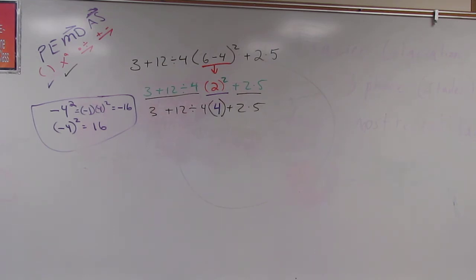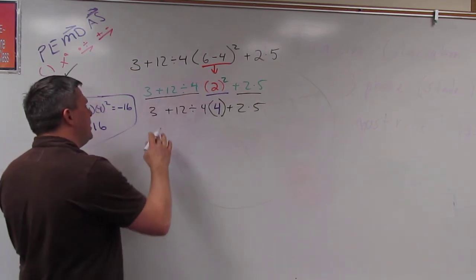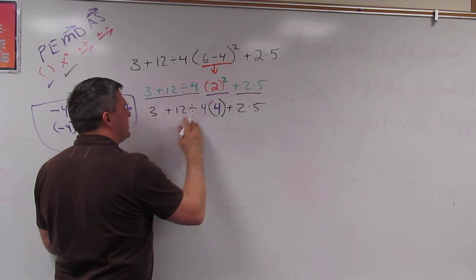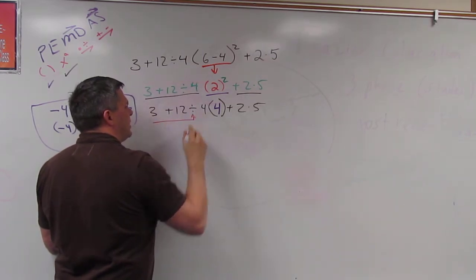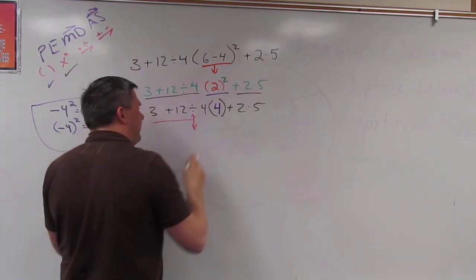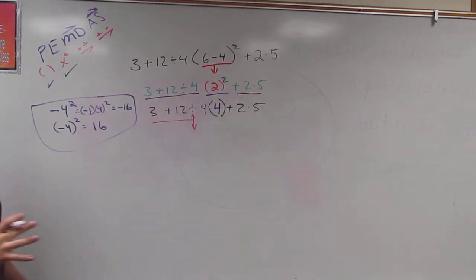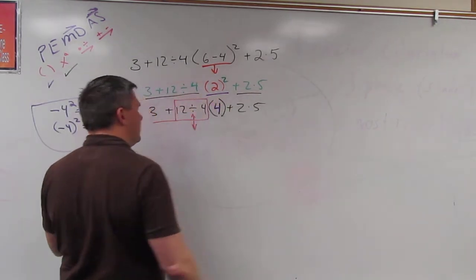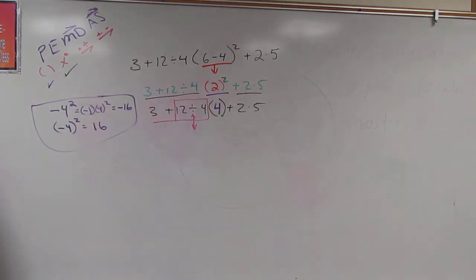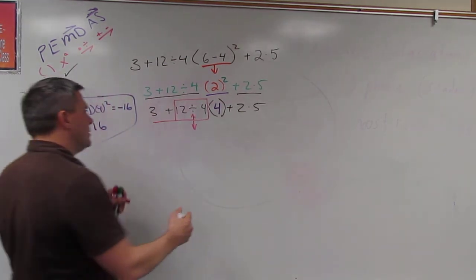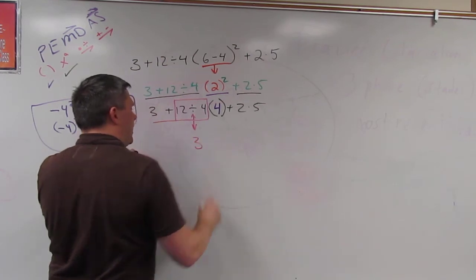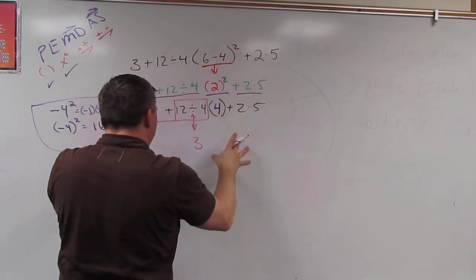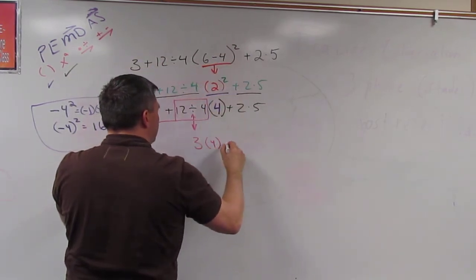So now I do multiplication, division from left to right. And this is where it's crucial. So when I come through here, I need to look at this and go, well, where is it? Oh, this is where it's at. So I need to do it first. So I need to do these two things right here. 12 divided by 4, which is 3. And bring everything else down.